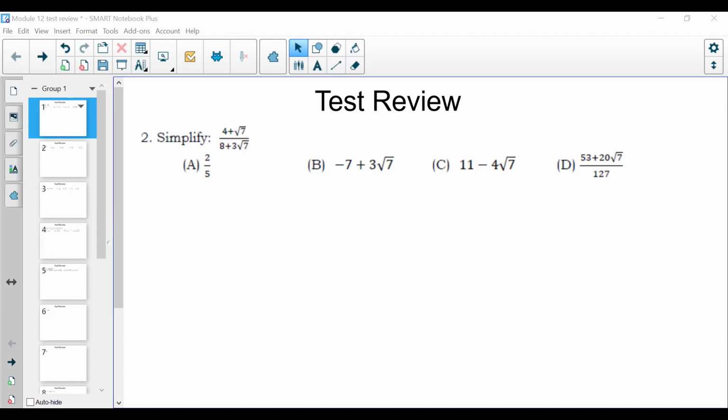All right, so let's go ahead and get started. In this review, I'll be using the test review, the homework, and one of the problems in the notes. So if you want to go ahead and get that stuff ready to go over, that'd be easy.